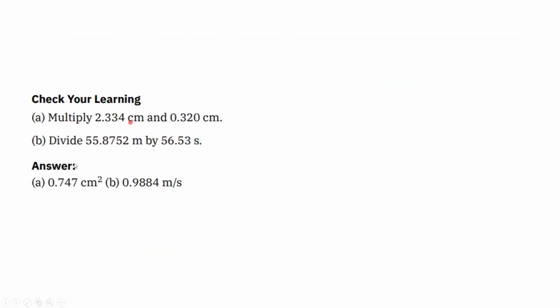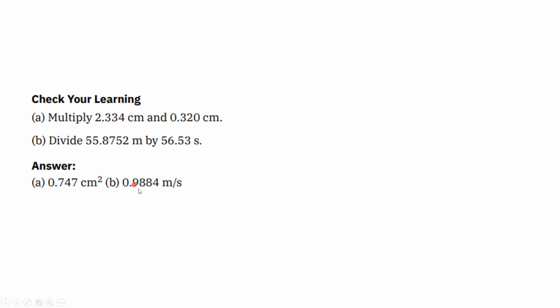So looking at those two, for the first one, 2.334 times 0.320. We've got 3 sig figs here, because this 0 is at the end of a decimal, so it's significant. We've got 4 here, but again, we're going to round to the fewest, so we're going to round to 3. That's what we have in our final answer. And then again, we've got to multiply the units as well, so that's why we still have centimeters squared.